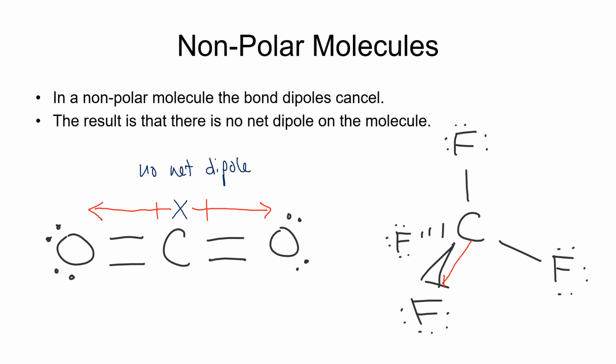So fluorine, if you remember, is the most electronegative on the table. So we definitely have individual dipoles for each of these bonds. But because they all are equal but in opposite directions from each other, the overall dipole for this whole thing is again 0. 0 net dipole. And that means non-polar.